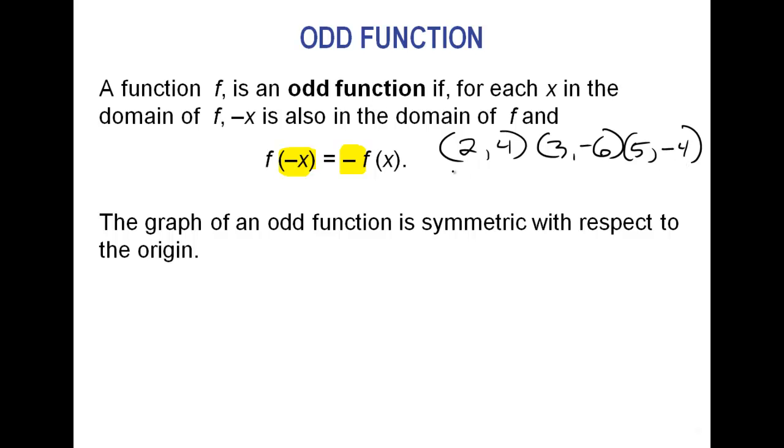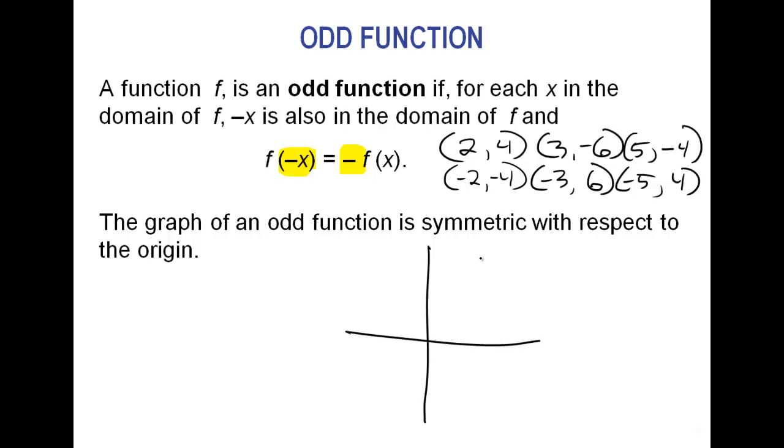-4, let's say, then in order for this to be an odd function, -2 would have to go to -4, -3 would have to go to 6, and -5 would have to go to +4, right? So it just has to go to the exact opposite number. That's what an odd function is. Graphically speaking, odd functions have symmetry with the origin, or if you can think of it, and it's kind of hard to visualize, but they're symmetrical around the line y equals x.